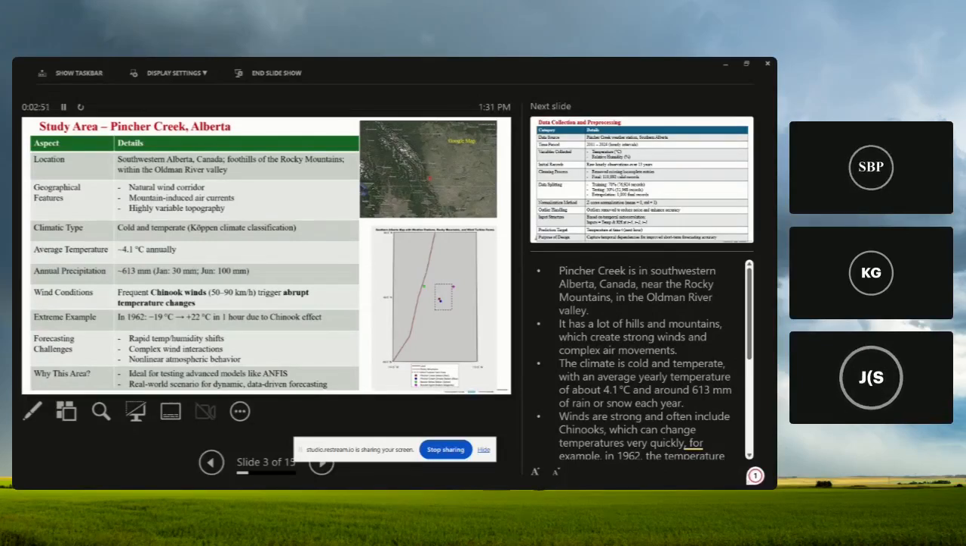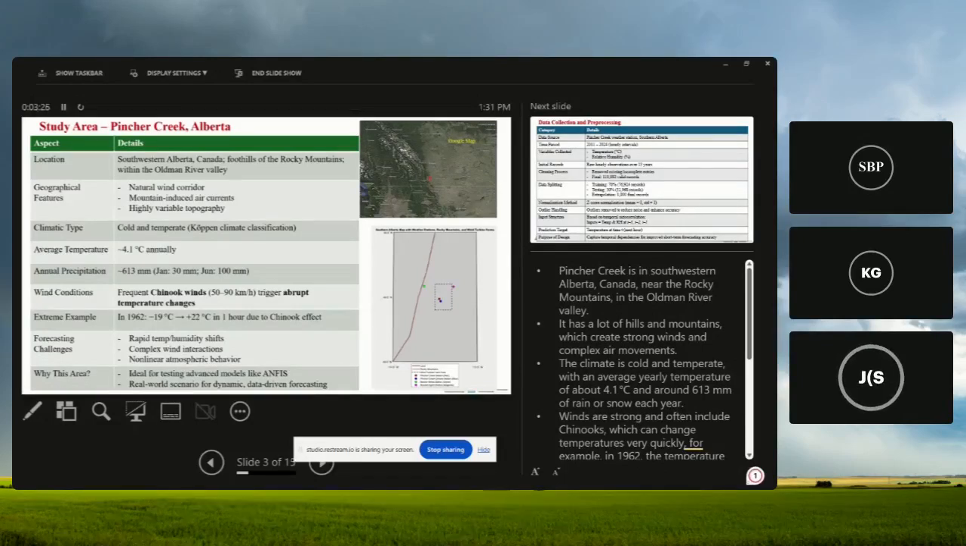The average temperature is around 4.1 centigrade, and the annual precipitation is 613 millimeters. The wind condition: frequent Chinook winds from 50 to 90 kilometers per hour trigger abrupt temperature changes. The extreme example is 1962, when the temperature jumped from minus 19 to plus 22 in 1 hour due to the Chinook effect. The forecasting challenges are rapid temperature and humidity shifts, complex wind interaction, and nonlinear atmospheric behavior.